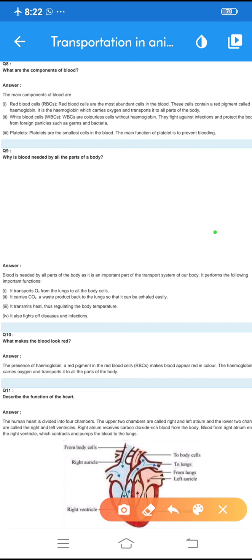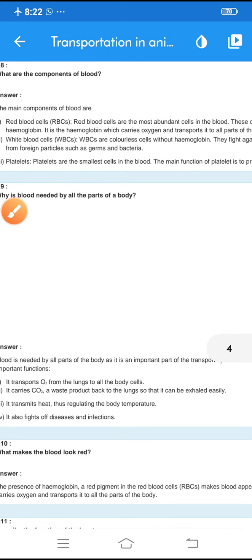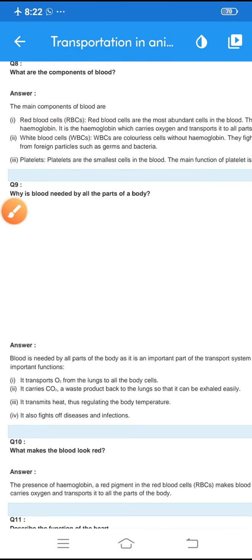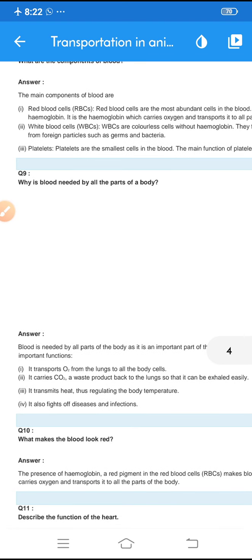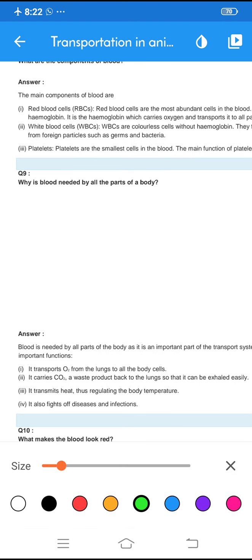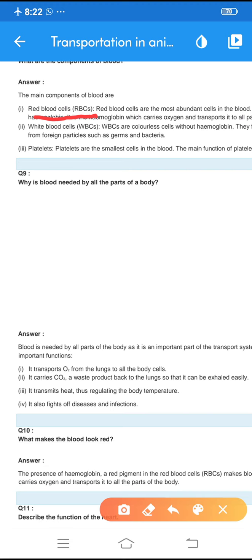Blood contains mainly important parts. What are those? The first component of the blood is red blood cells. We call them RBCs.